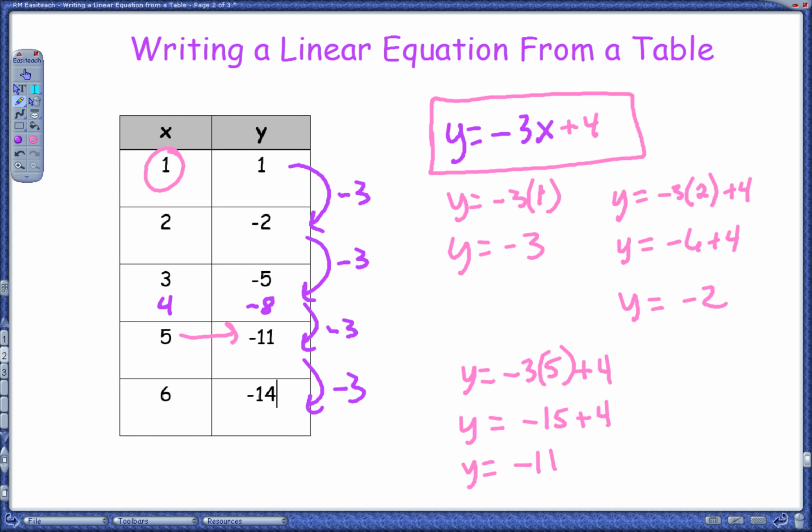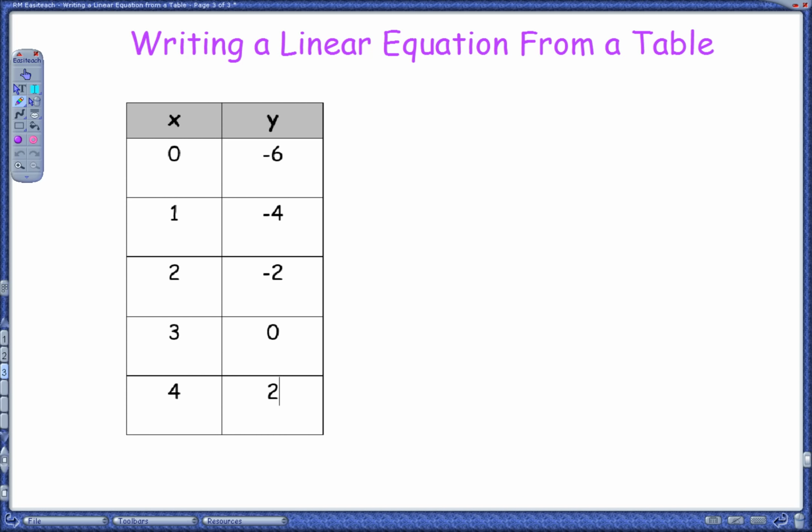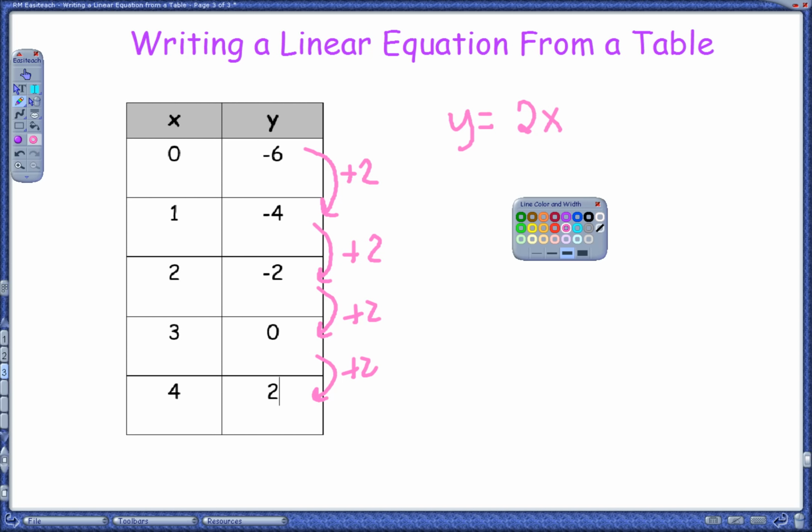All right, we are going to do one more together. Okay, so let's see. From negative 6 to negative 4, I add 2. Add 2, add 2, add 2. Again, what I'm adding becomes my multiplier. Always start with y equals. Since it's positive 2, it's 2x. Now I need to see, after I plug in my x, what I need to add or subtract to get my y.